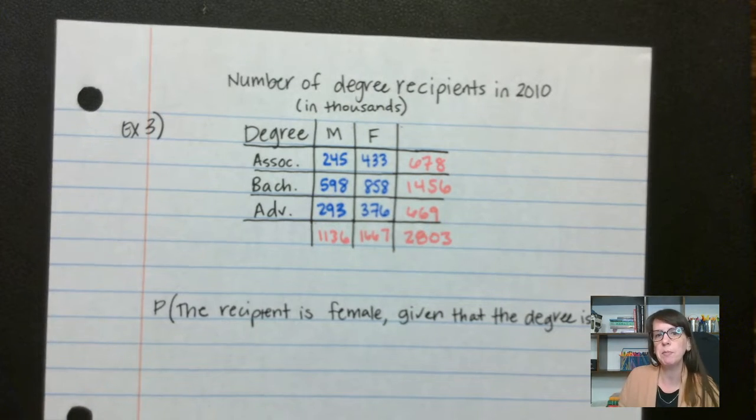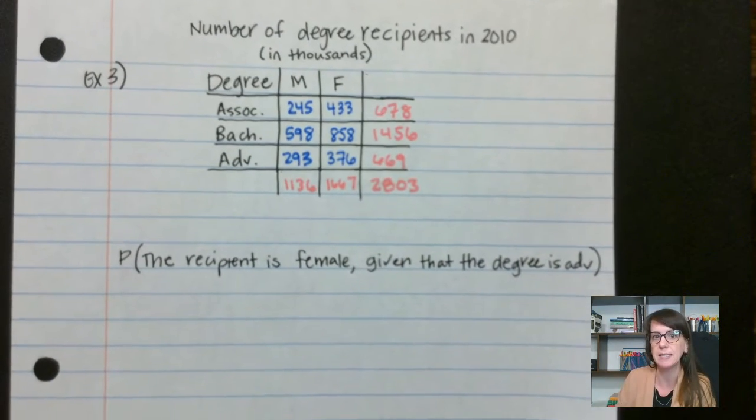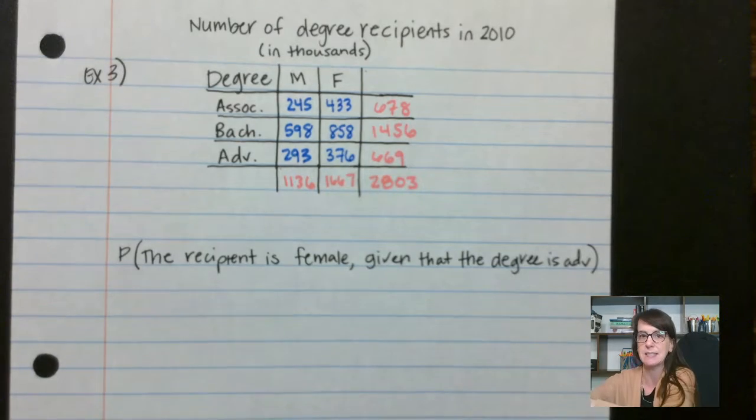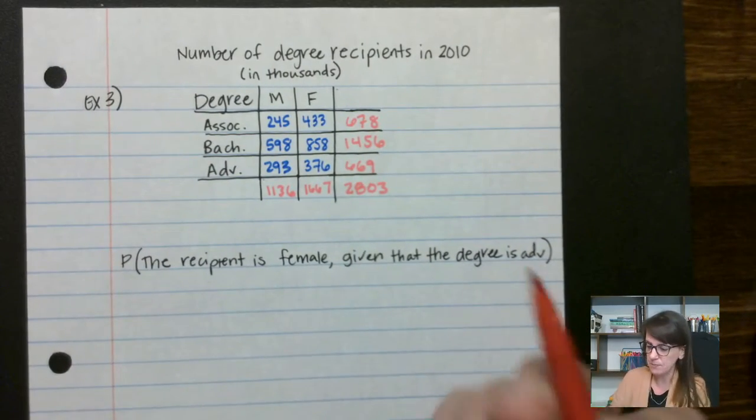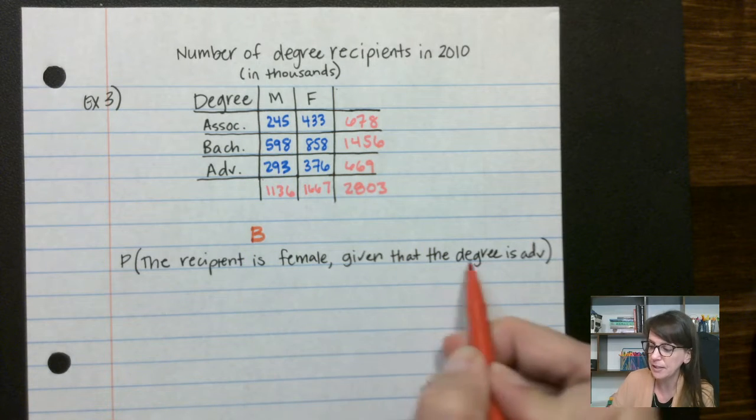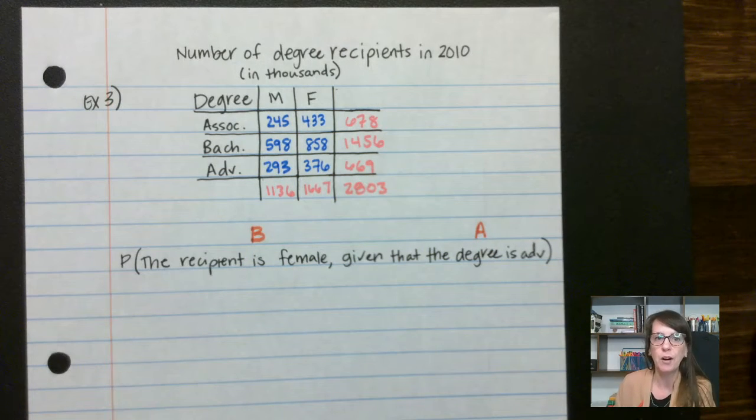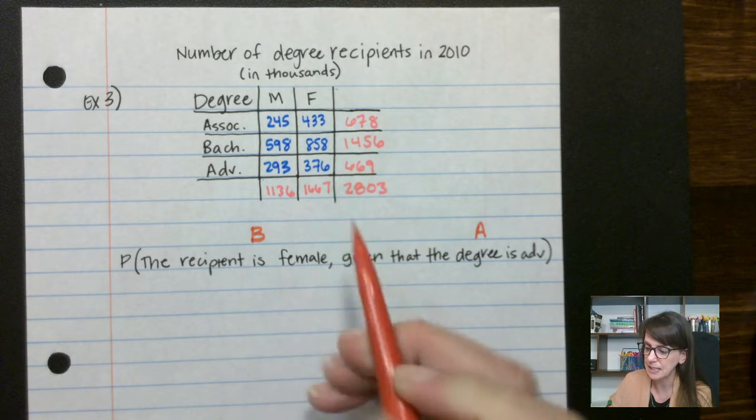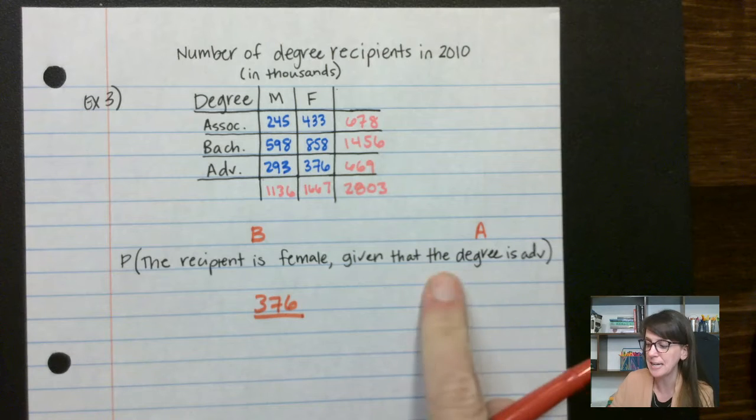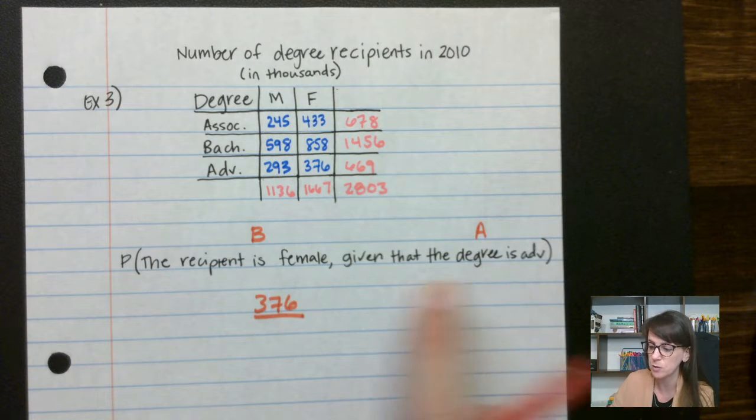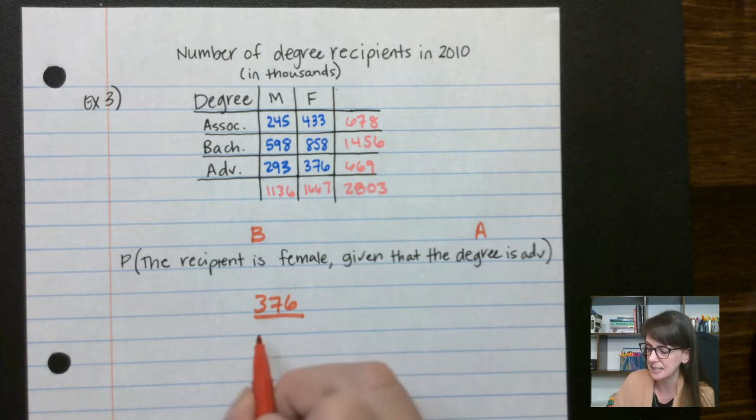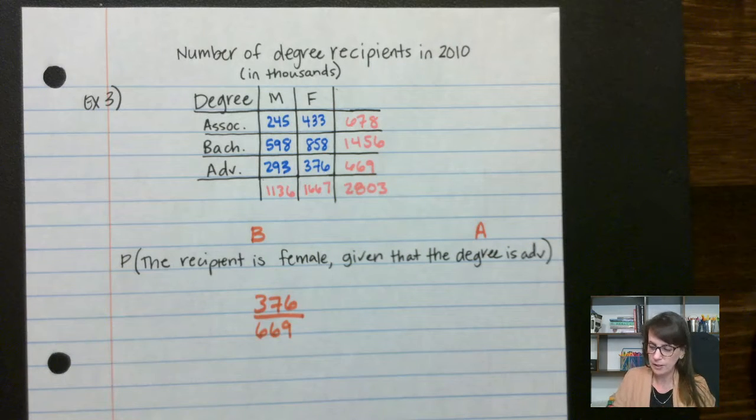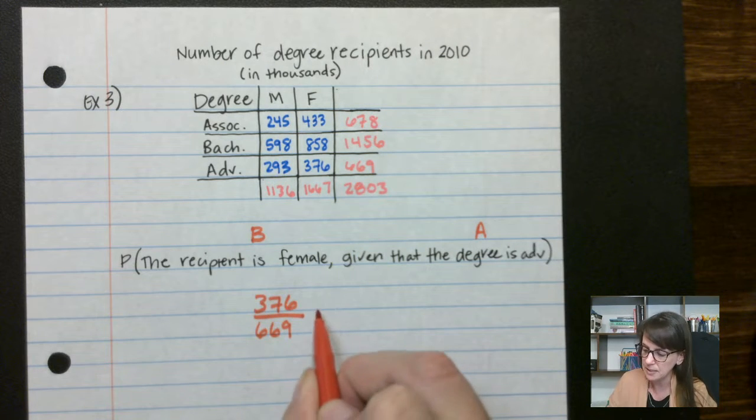Okay, sorry, that pink's a little small or a little light colored. So find the probability that the recipient of this degree is female, given that the degree is advanced. So this is our B first. B is our female, given that the degree is advanced, so that's A. So we say what satisfies both of those. So a female and advanced, that's 376 over just A, and our A is just advanced degree. So we go to advanced degree, and our total is 669.